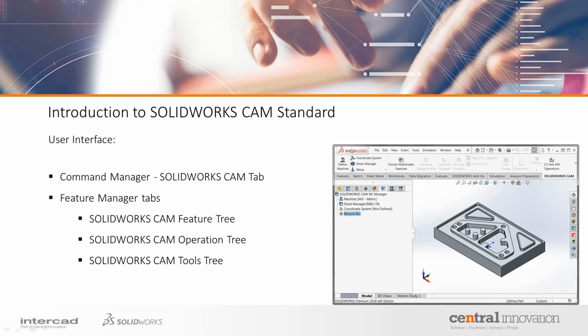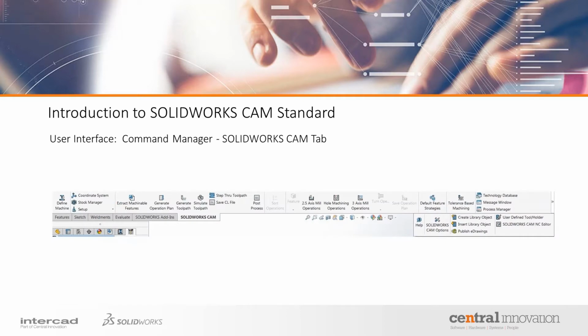And probably the three main things, or four main things, that come up: the SOLIDWORKS CAM tab on the Command Manager. So there's a new tab that will be added when you've got the add-in active. And there are three new tabs in the Feature Manager design tree. Those are the CAM feature tree, the CAM operation tree, and the CAM tools tree. And we'll have a look at those in a little bit more detail now.